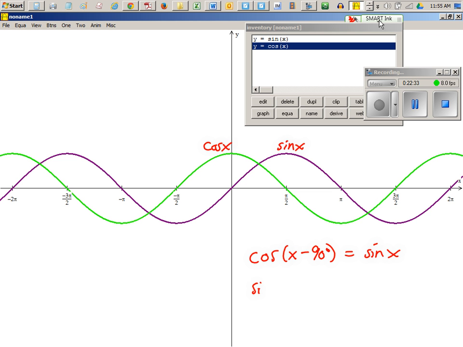Or you could write it this way. What would I have to do to the sine wave to get it to land on top of that cosine wave? I'd have to move it to the left, right? So you put a plus 90 there.